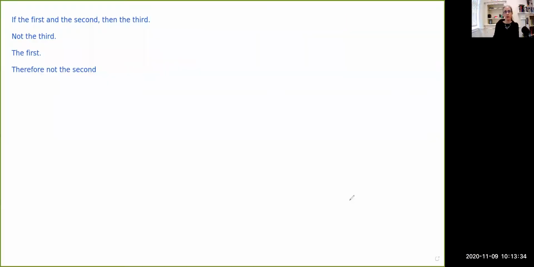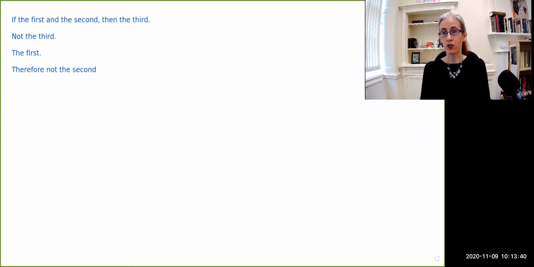But I'd actually like to take a look at a particular argument and walk you through how you can go about determining that something is valid. So let me bring up my whiteboard. The argument that I've put up here might look a little bit strange, but you might also remember it from when we talked about some of the Stoic arguments. So this says, if the first and the second, then the third; not the third; the first; therefore not the second.